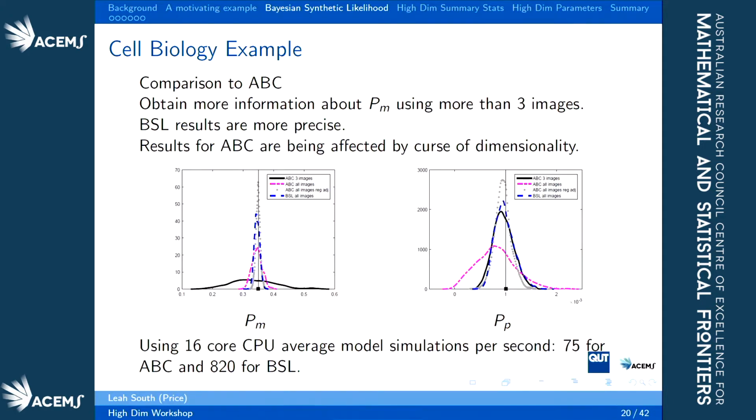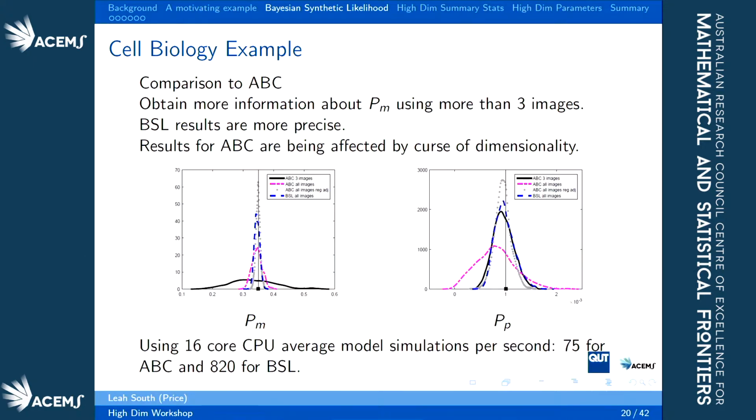So you can see firstly, in terms of the probability of cell motility, we're getting more information about that using more than 3 images than if we just used 3 images only. Which isn't surprising. Also, you can see that we're getting quite an improvement from the regression adjustment. Now, we chose epsilon in ABC to give similar efficiency to BSL, so the fact that that regression adjustment is helping is kind of indicating that BSL might be more efficient.